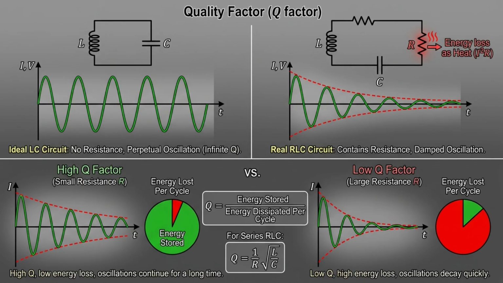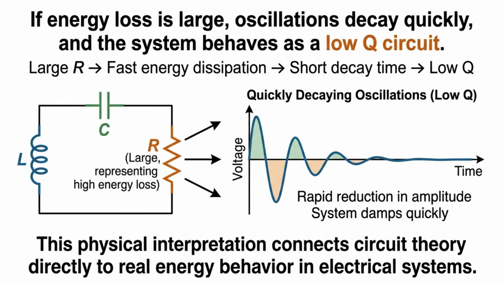If energy loss is small compared to stored energy, the oscillation continues for a long time, resulting in a high Q system. If energy loss is large, oscillations decay quickly, and the system behaves as a low Q circuit. This physical interpretation connects circuit theory directly to real energy behavior in electrical systems.